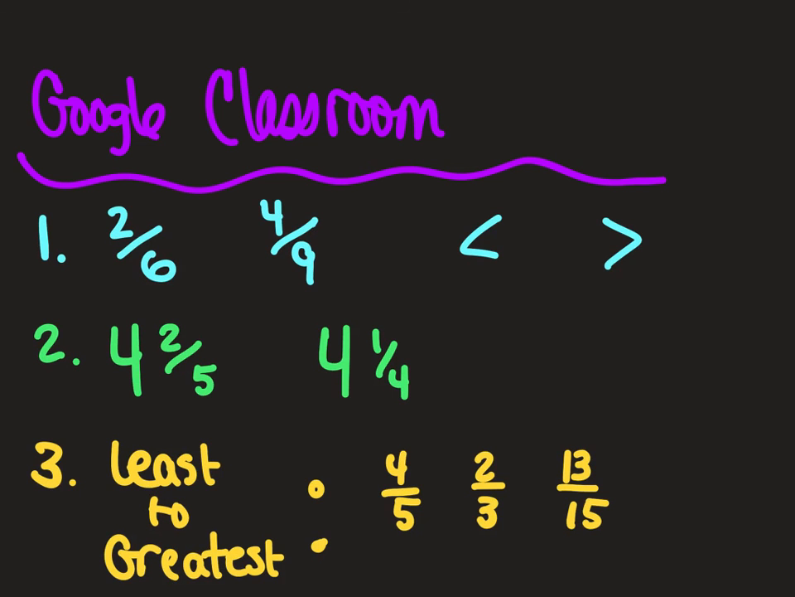Here are your Google Classroom questions. Question 1. There are actually buttons on the computer where you can type in less than and greater than symbols. I think they're down by the period and the comma. Double check me, I'm not sure. So type in either this symbol or this symbol to show who's bigger. Same thing on number 2. Type in one of those symbols.